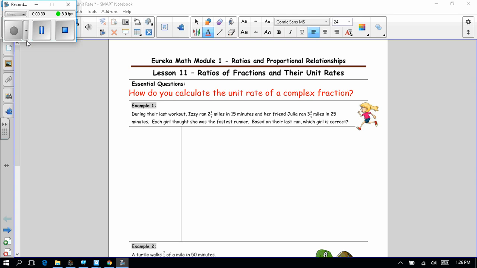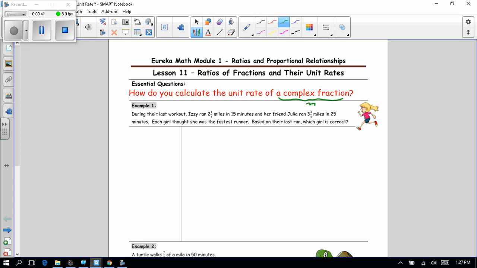Complex fraction. That's a new word, right? I'm kind of curious. I wonder what that is. What in the world is a complex fraction? Okay, so let's see what we get in example 1 here.